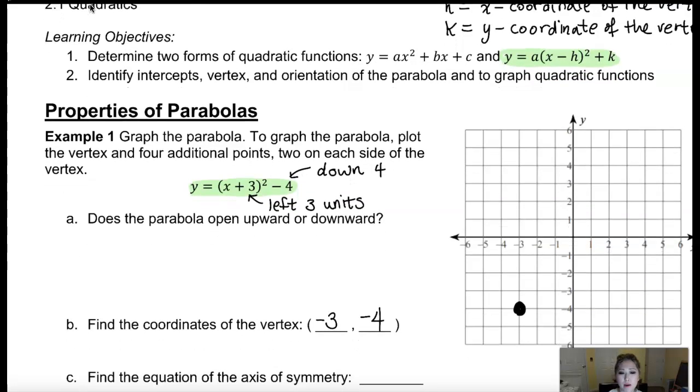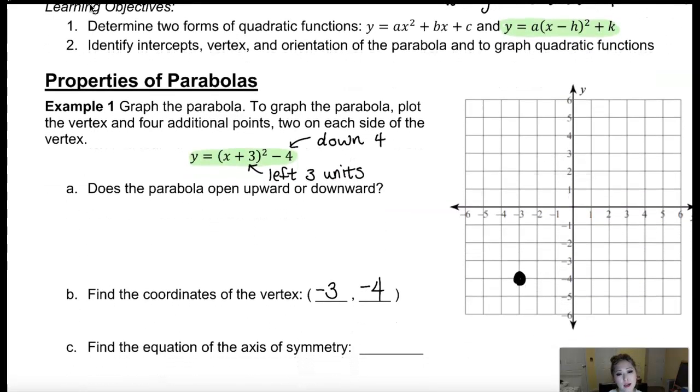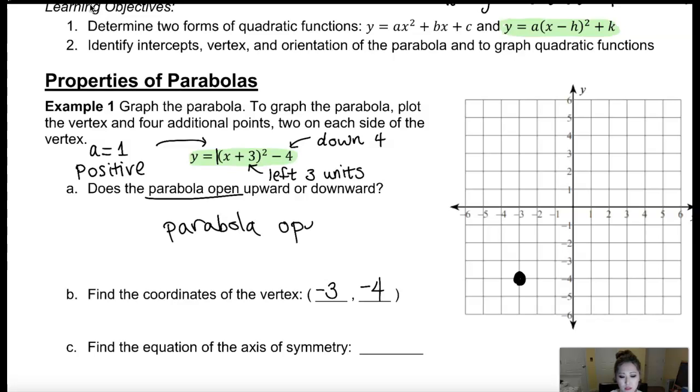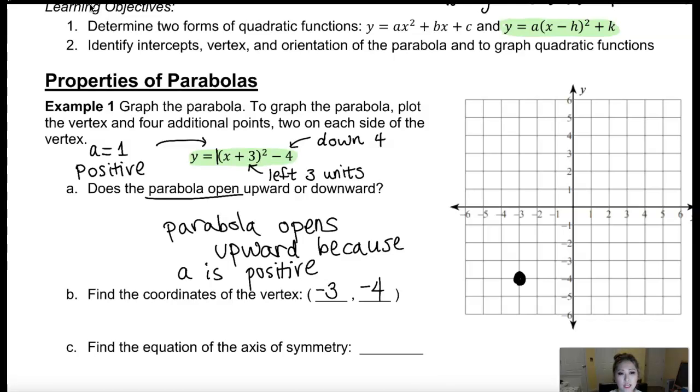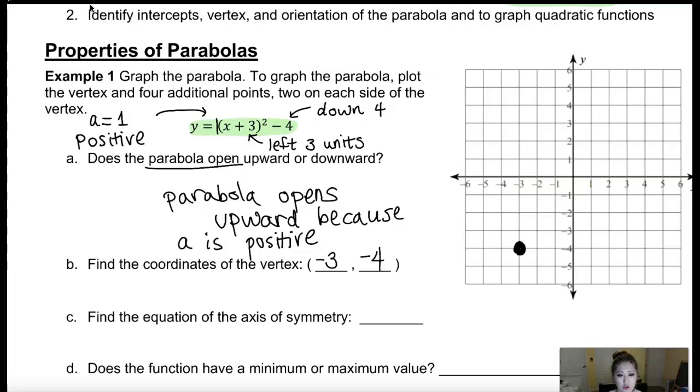All right, does this parabola, the one in the example, open up or open downward? You know the answer to this question. a is positive. I'll go ahead and say a is equal to 1, and this a is positive. Because a is positive, this parabola opens upward. If the leading coefficient is negative, if a is negative, it's going to open downward.